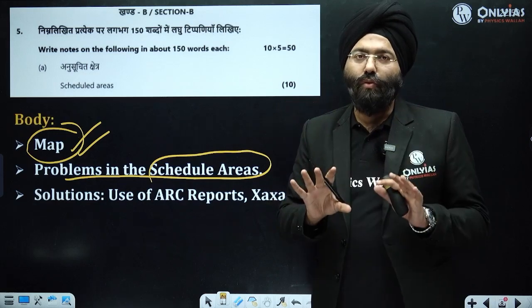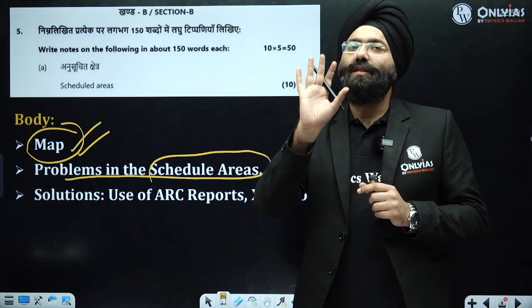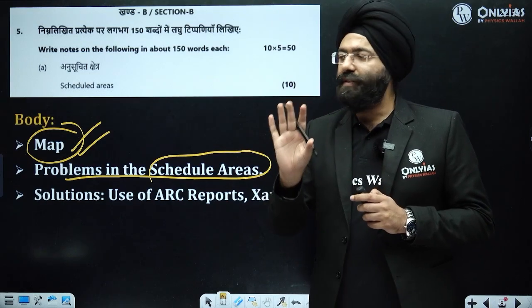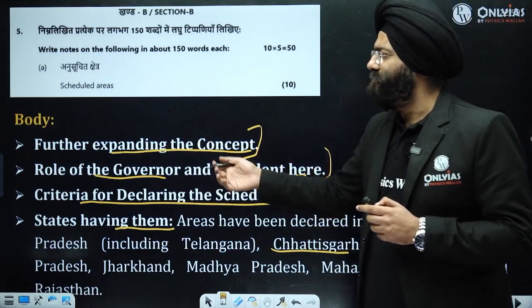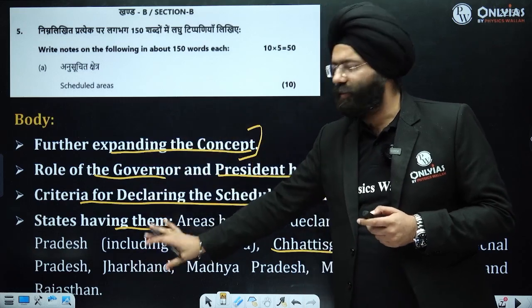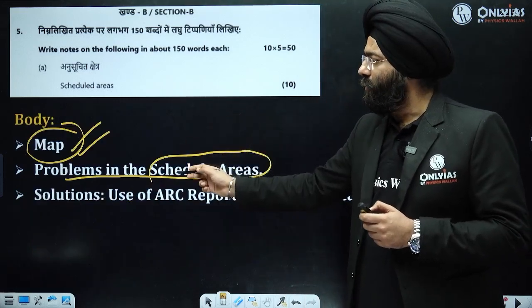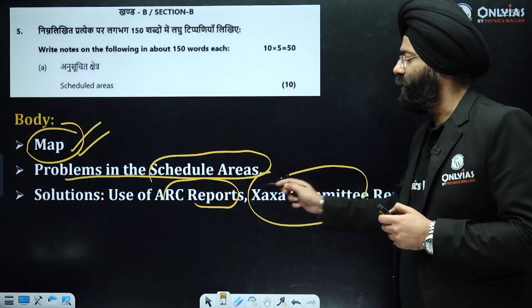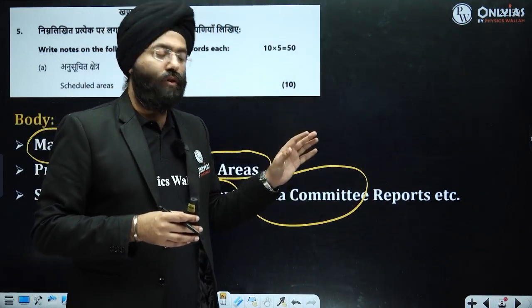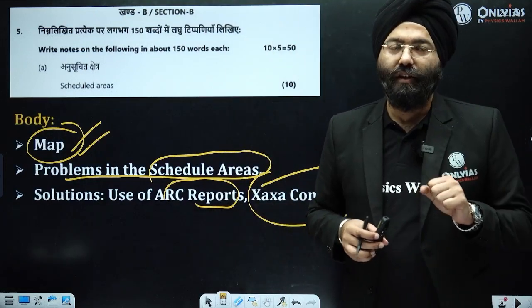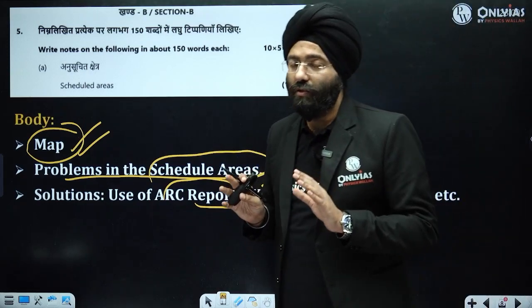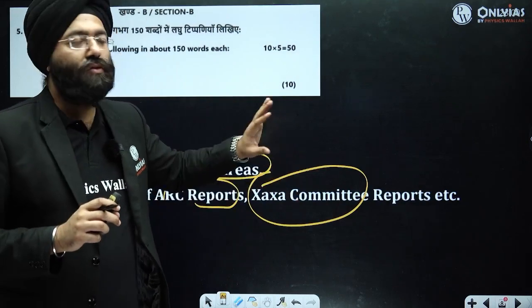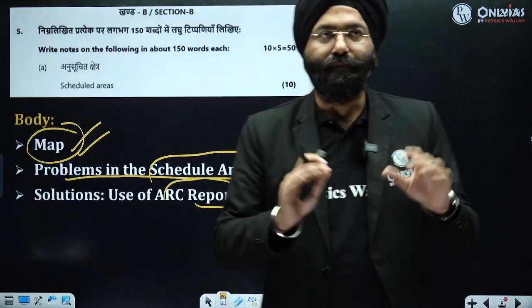Now, this is something that you can do and get good marks, because what students must have done, or what I presume they would have done, is they would have simply put the polity dimension, expanding the concept or role of governor and president. And one or two persons might have mentioned the criteria and states, that is it. Now, this part of problems and use of ARC and the Kaka committee report is something that many might have missed. If you do not write this, then the answer is going to be like an answer of GS paper 2, not anthropology. So you had to mention the Kaka committee recommendation over here. There are so many recommendations which we have done in the class also. So you can basically mention this. If you mention this, automatically the marks is going to increase by 1.5 marks. Simple. Okay, next question.